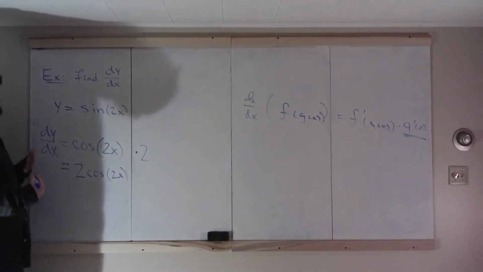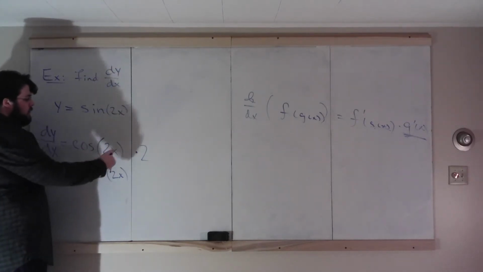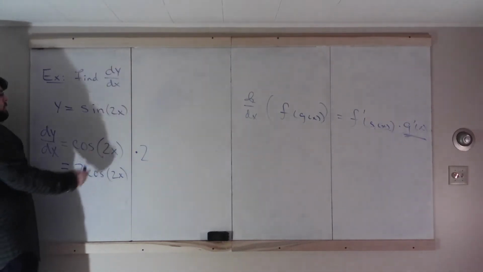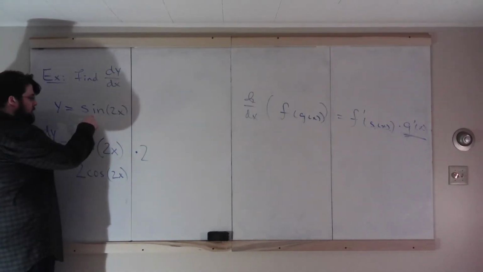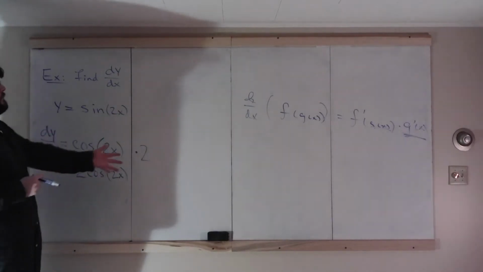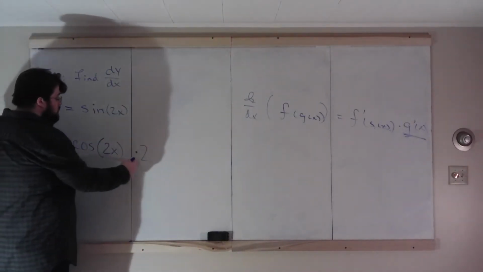So notice what we did here. We did the derivative of sine, and we left the inside alone, and then we multiplied by the derivative of the inside. So here, our outside function, our f, is sine. Our inside function, our g, is 2x. And we followed the chain rule: f prime of g times g prime.